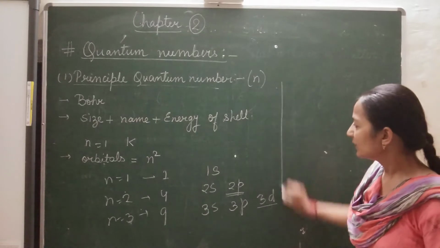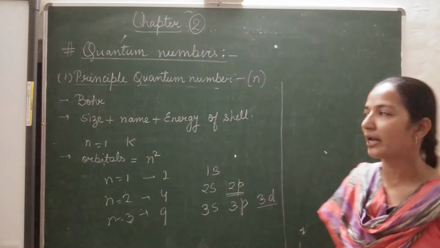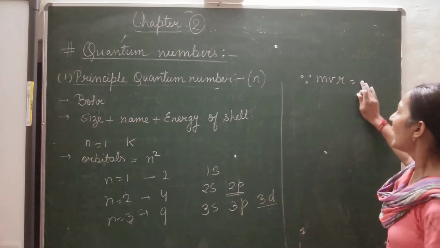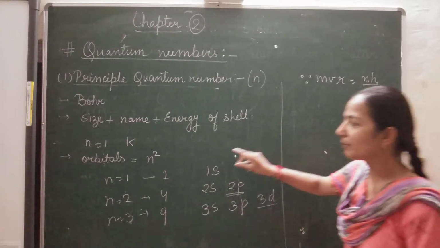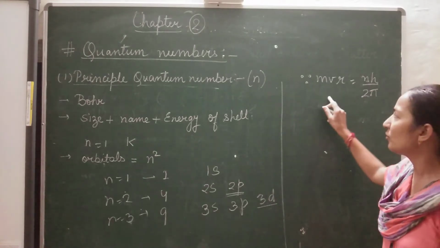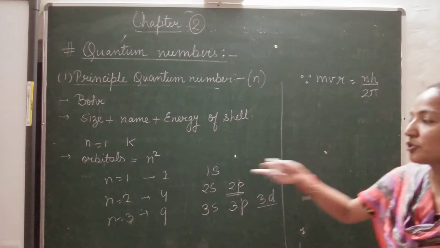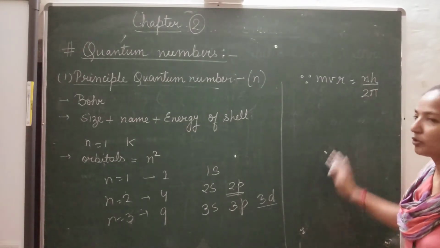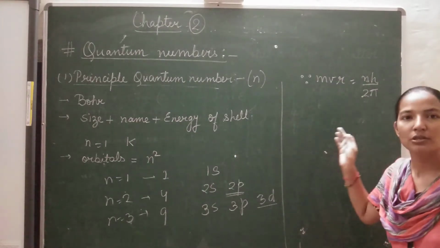Next, the principal quantum number is also helpful to calculate the angular momentum of any shell. Since the angular momentum is given by mvr equals nh upon 2 pi. So here n represents the principal quantum number, that is the number of the shell. So for n equals 1, the value of angular momentum will be mvr equals h upon 2 pi. For n equals 5, the value of angular momentum will be 5h upon 2 pi. So in this way we can calculate the value of angular momentum of each orbit.